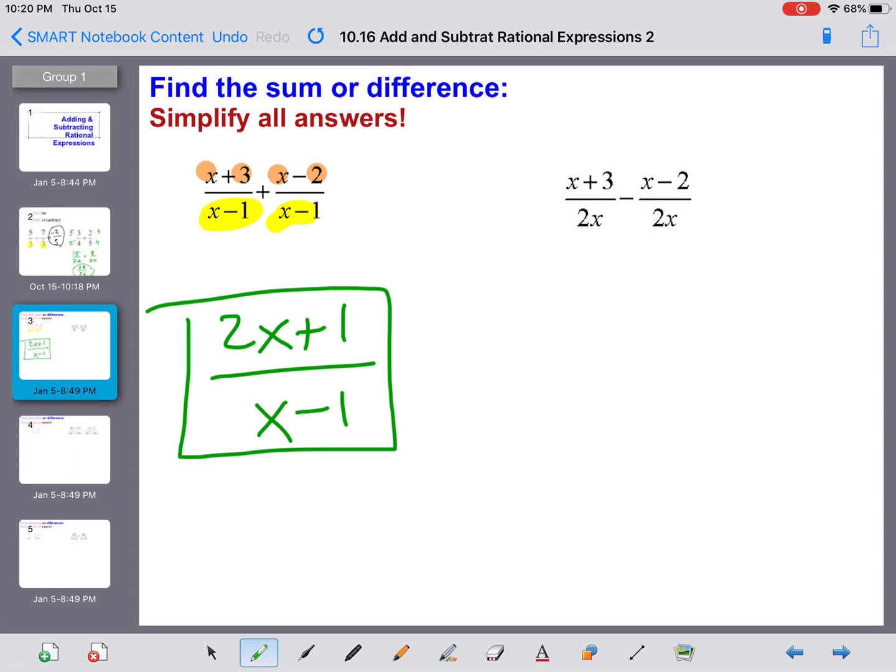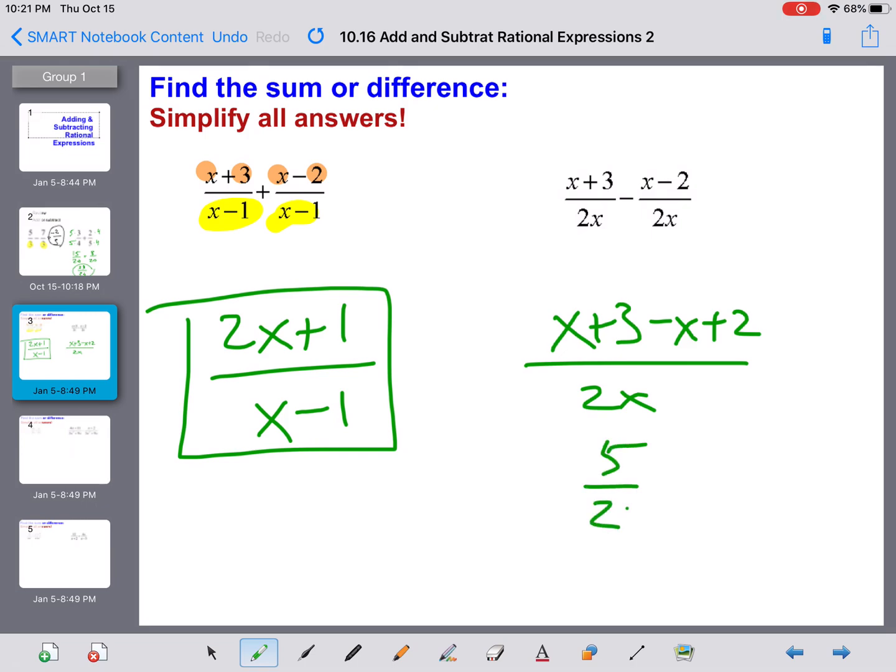Same thing for the next one. We have x plus 3 over 2x minus x minus 2 over 2x. So we have a common denominator here, but we want to make sure we distribute that negative. So you can talk about it like x minus x, or we can just go ahead and say x plus 3, and this is all going to be over 2x since we have a common denominator, and distribute the negative, minus x and then plus 2. Combining like terms, we get x minus x is 0, and then 3 plus 2 is 5 over 2x. There's no simplifying. 5 and 2 are both prime, so we cannot simplify anything further.